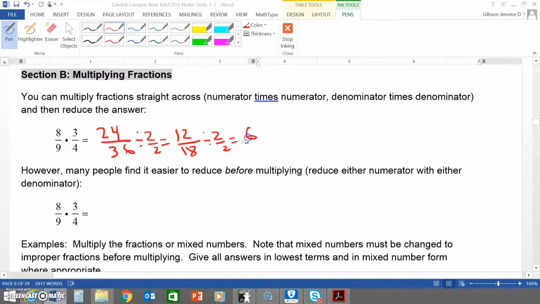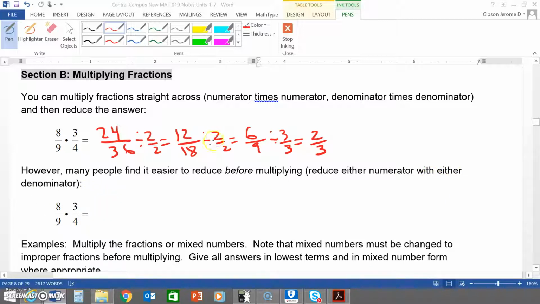And this will give you 6 over 9. Now you can divide both of these by 3. And this will be 2/3. And that is the final answer. Now it says, however, many people find it easier to reduce before multiplying. Reduce either by numerator with either denominator.